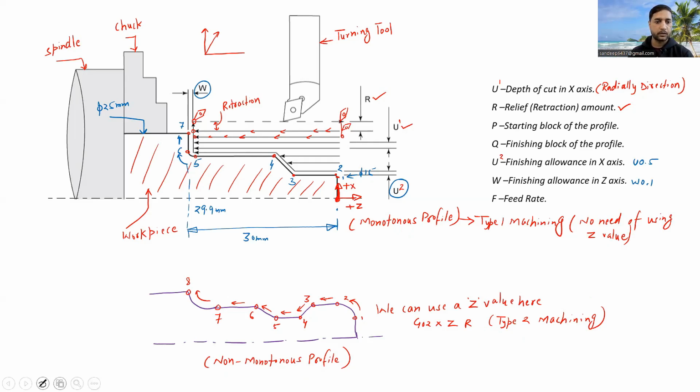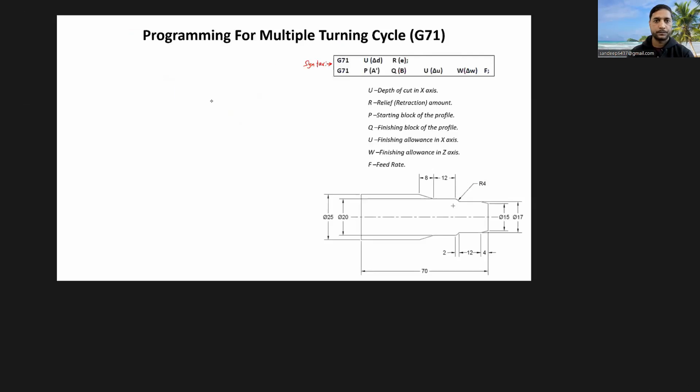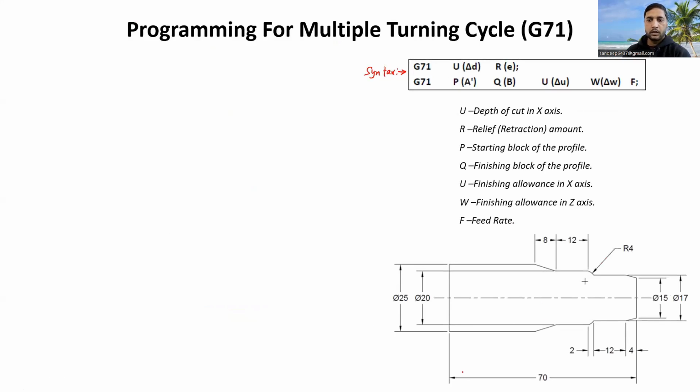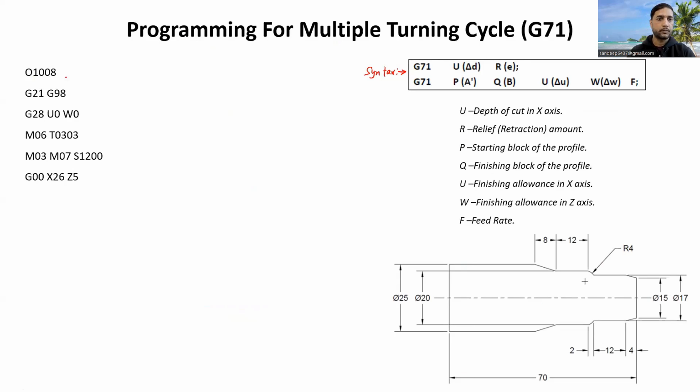Now let me get back to the slide, this one. So I hope now all these parameters are clear to you. Now let us write the program. So O1008, this is the program name, as I already explained to you. These are the initial settings, G21 and G98. G21 stands for input in mm because the dimensions are shown here in mm. Then G98 is the feed in mm per minute. I hope this is clear to you also.